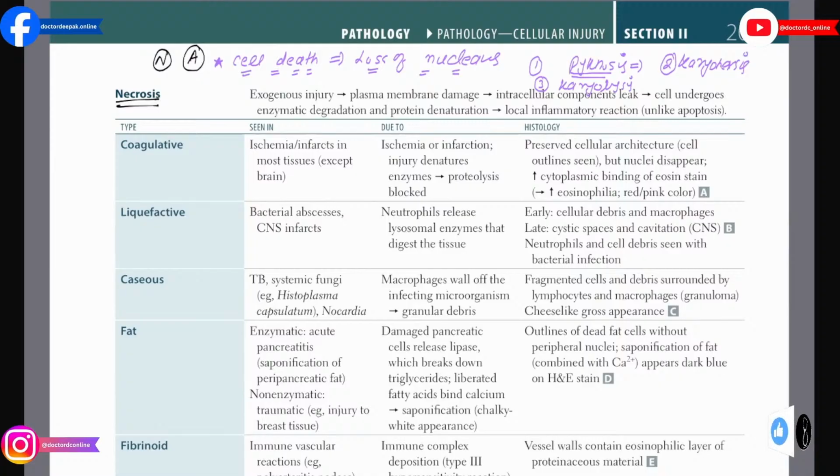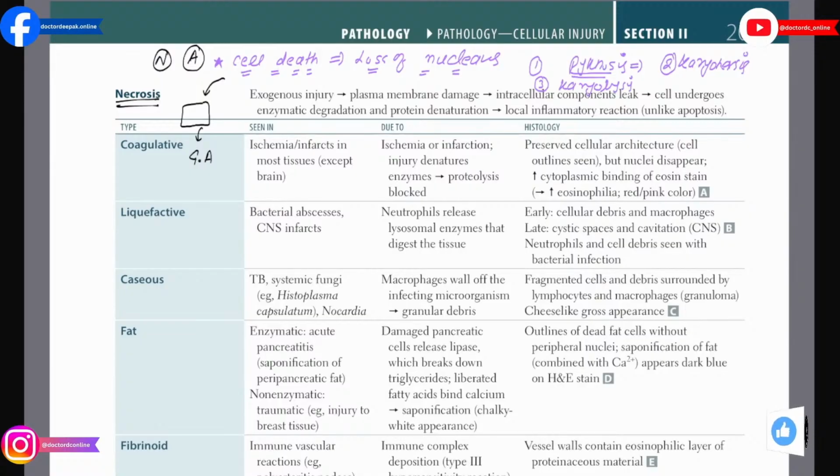Let's suppose I am taking the example of one cell. As we already discussed, whenever there is some kind of stress on this cell, it will undergo growth adaptation. Growth adaptation means if the cell increases its size, it is called hypertrophy. If the cell increases the number of cells, it is called hyperplasia. And it is mainly because of stress. If you remove the stress, the cell will return to its normal structure.